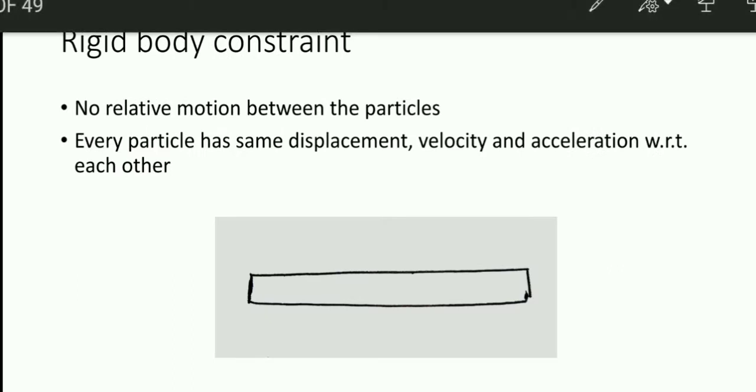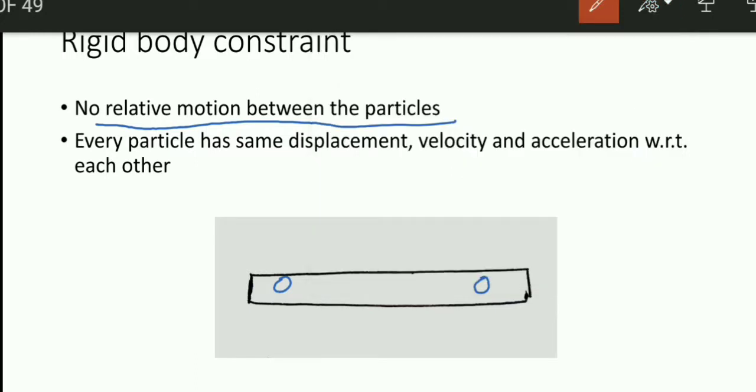Okay, rigid body constraint. What is a rigid body? Rigid body means there should be no relative motion between the particles. That is the definition of rigid. So I have a particle here, let's say it's A, and another particle, let's say it's B. So there is no relative displacement between the particles.